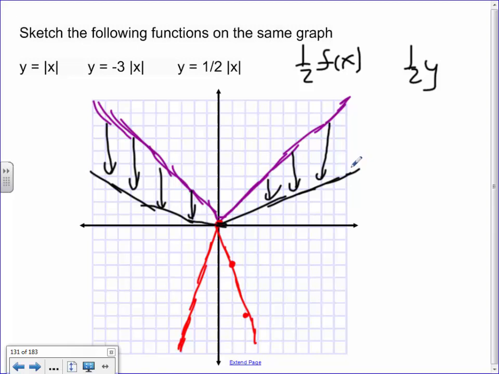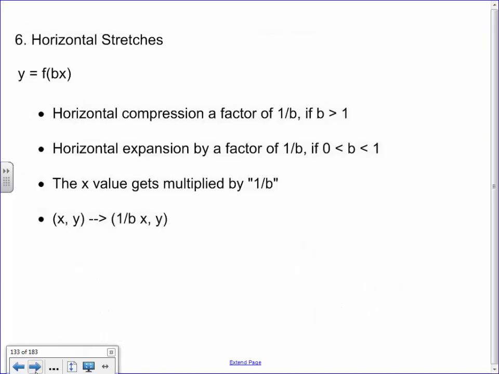Okay, why don't we call it a day there? Because I'm running out of time here. Let me just foreshadow what we're going to do tomorrow then. The last things we have to talk about are, well, if we can stretch things vertically, we should also be able to stretch them horizontally. Okay, and so we'll kind of go through that. And that's going to give us 6 things that we talk about.